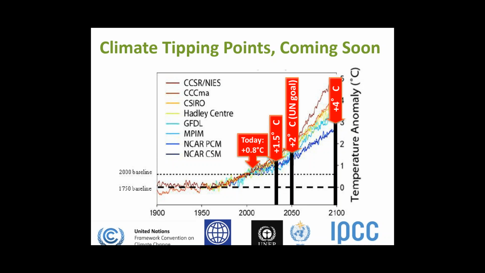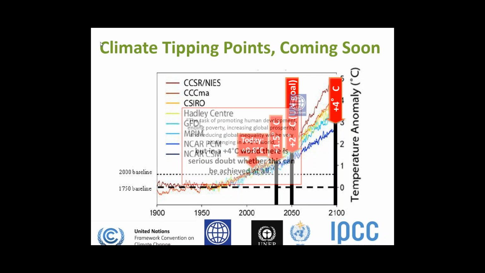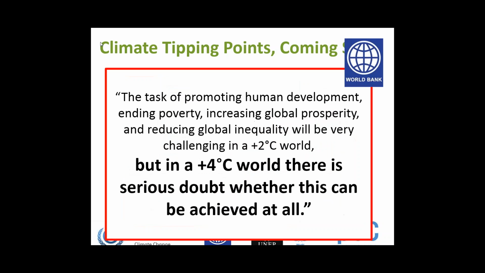Now, 2 degrees and 4 degrees and the rest of these were not chosen by accident. And just to show some of the evidence, I'll show you an excerpt from a report by the World Bank, which was published a couple of years ago. So this is just straight out of this report from 2013. I'll quote it verbatim. The task of promoting human development, ending poverty, increasing global prosperity, and reducing global inequality will be very challenging in a 2 degrees Celsius world. But in a 4 degrees Celsius world, there is serious doubt whether this can be achieved at all.